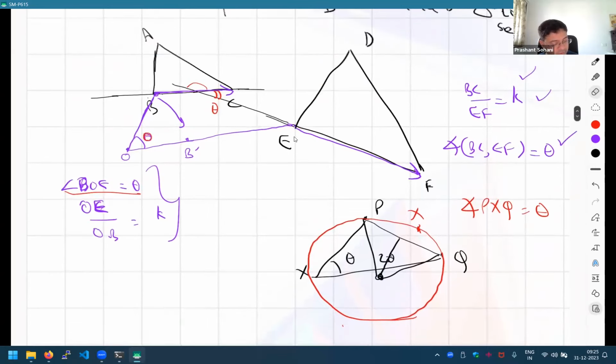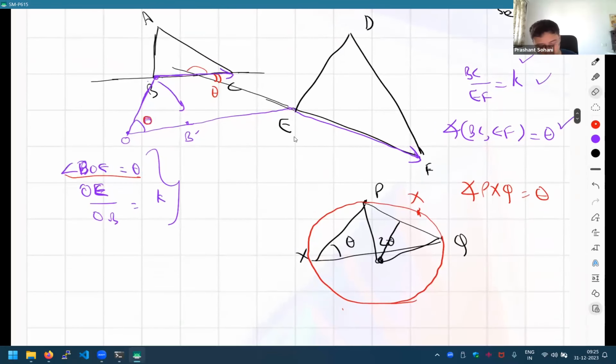Okay, so can I draw the circle on points B and E such that the angle BOE is guaranteed to be theta? So I can draw that circle. So I know that my point O, the center of homothety, has to lie on this circle because this angle is theta. What else can I draw?